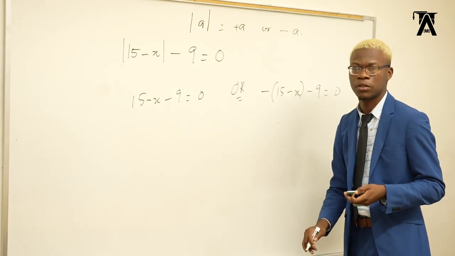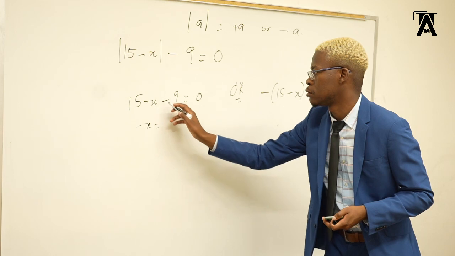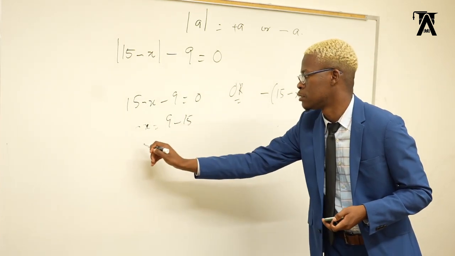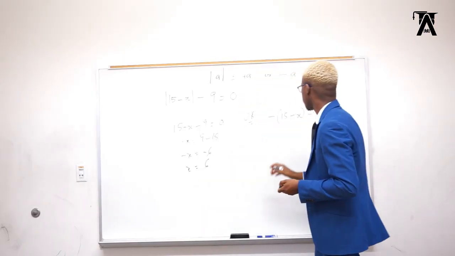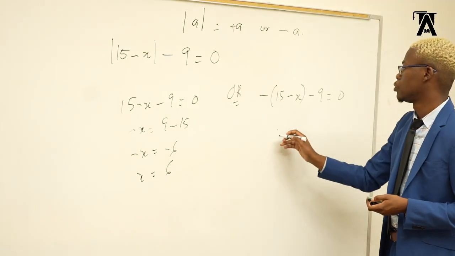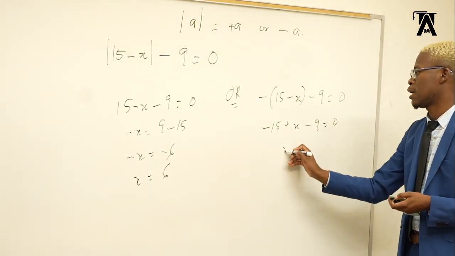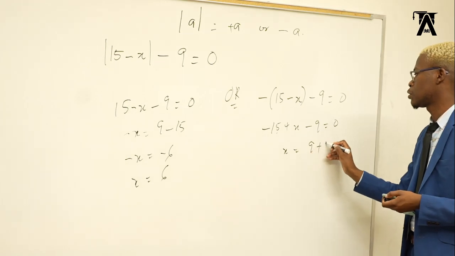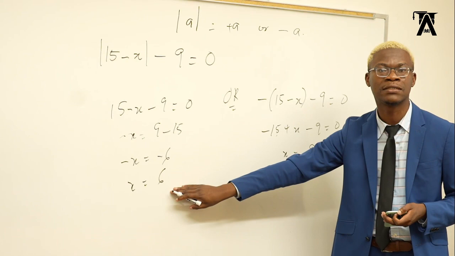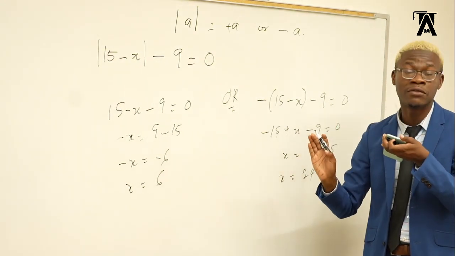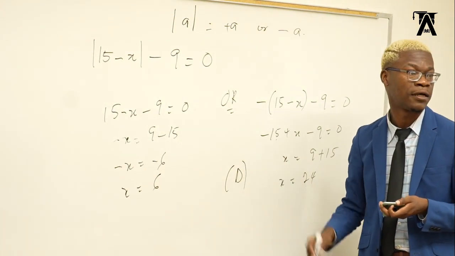So let's start with this one. We have negative x equals 9 negative 15. Negative x equals negative 6. x equals 6 here. Then here we do negative 15 plus x negative 9 equals 0. x equals 9 plus 15. x equals 24. So the solutions here are 6 and 24. And that is option D. So D is our answer.